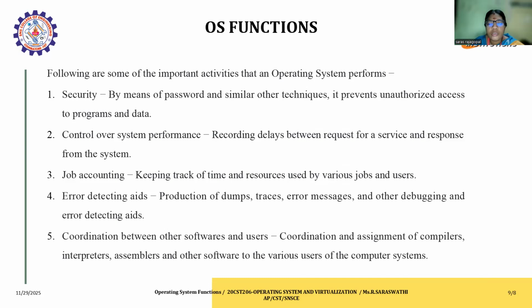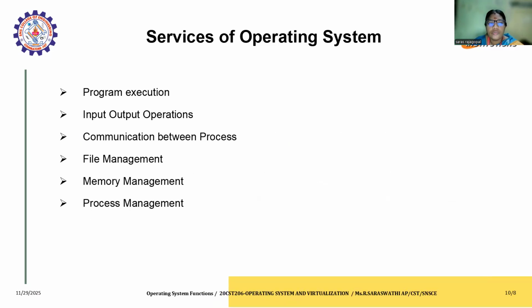Next is coordination and assignment of compiler, interpreter, assembler, and other software to the various users of the computer system. The OS also manages security and control over system performance, job accounting, error detecting, and coordination between the software and the other users. Services include program execution, I/O operations, communication between processes, file management, memory management, and process management.